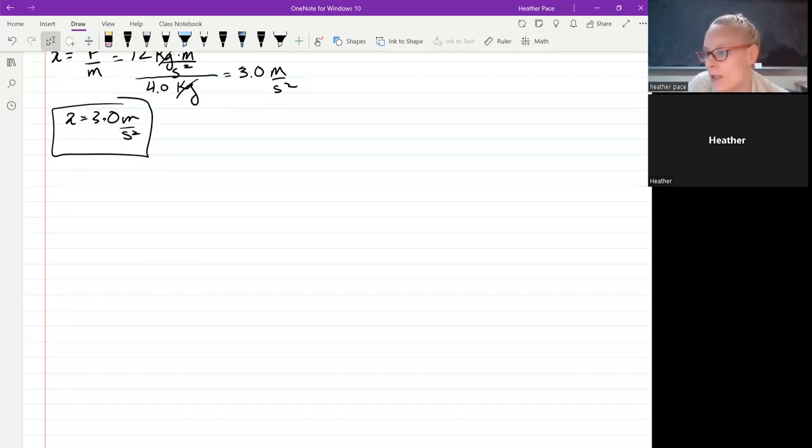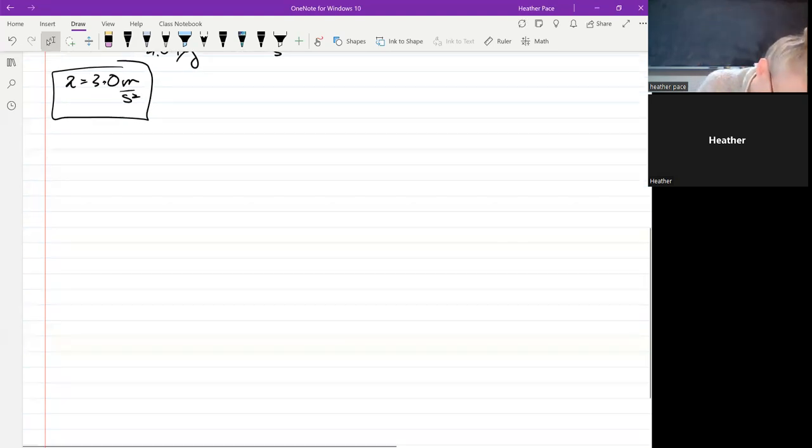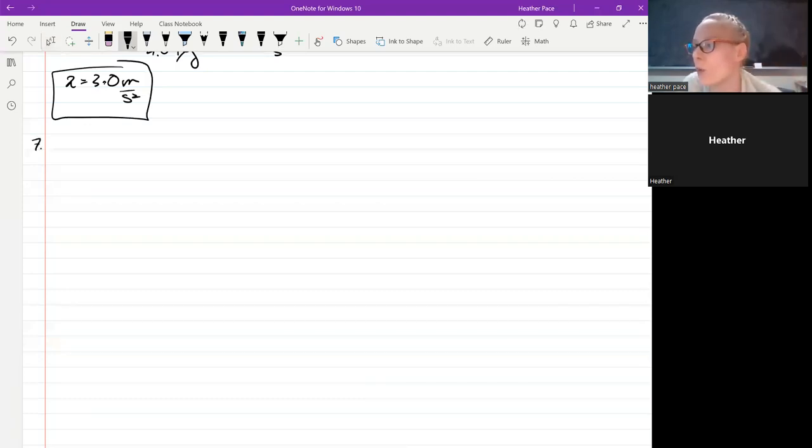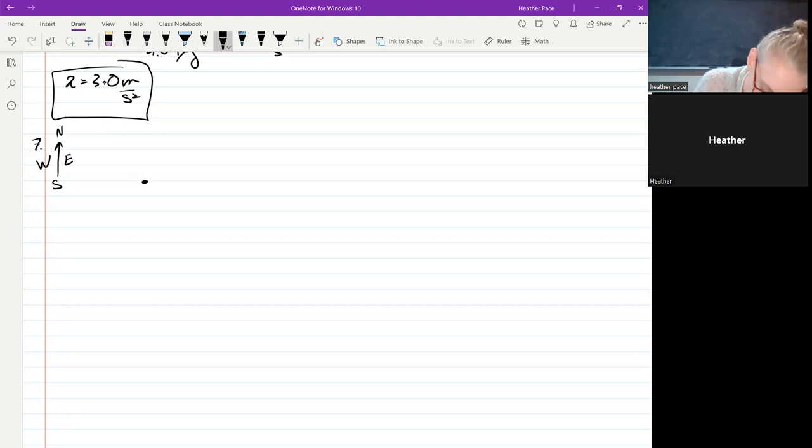Moving on to number 7. This one's fun. And another very straightforward. All right, so 7 says we have 4 forces acting on an object. So here's our object. Let's use different colors to look at our different forces because, you know, it's fun. So first, let's define our directions because that can change depending on which way we're facing.